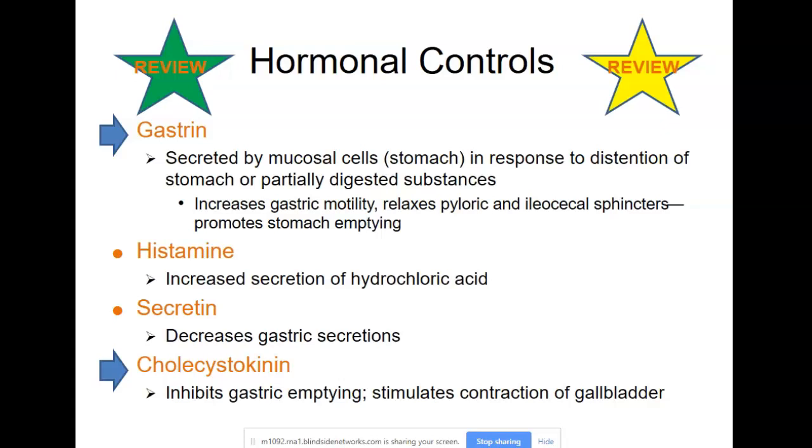Gastrin is important. Gastrin comes from the mucosal cells in the stomach, and it comes as soon as the stomach stretches. Gastrin is going to increase motility. It's going to help things speed up a little bit, whereas cholecystokinin, my other blue arrow at the bottom, is going to slow things down. So food first hitting the stomach sends things into overdrive. Food first hitting the small intestine says, nah, we're just going to slow down.